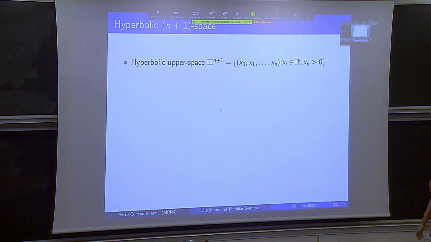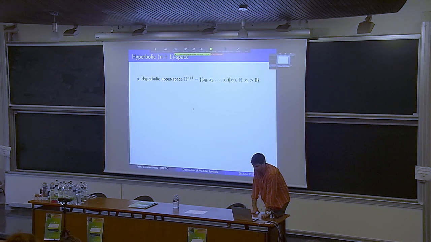Okay. If there are no more questions, maybe I'll talk a bit about how we can generalize these results to n-dimensional hyperbolic spaces and cohomology classes in there. So in n-dimensional hyperbolic space, I have n plus 1 coordinates, and one of them is positive. And I have the hyperbolic metric as expected given by this.